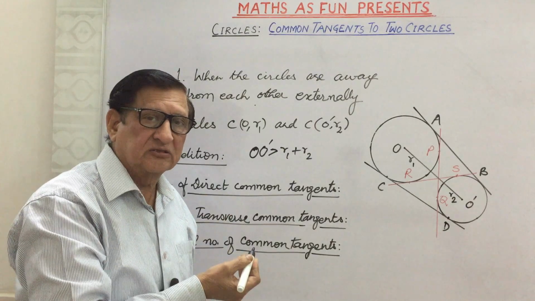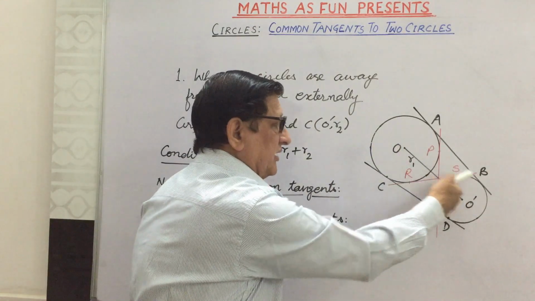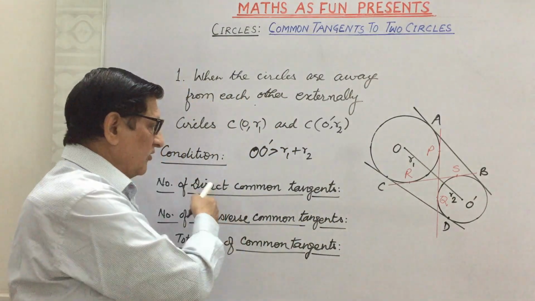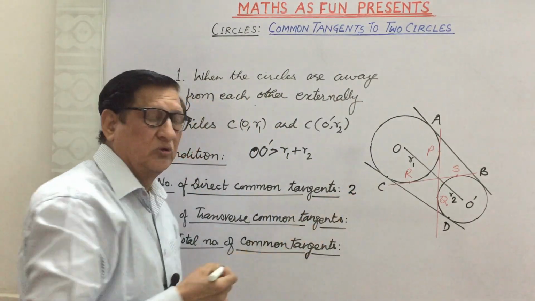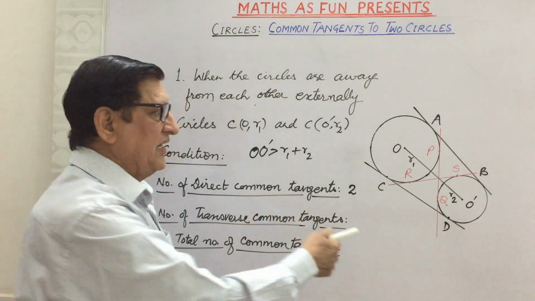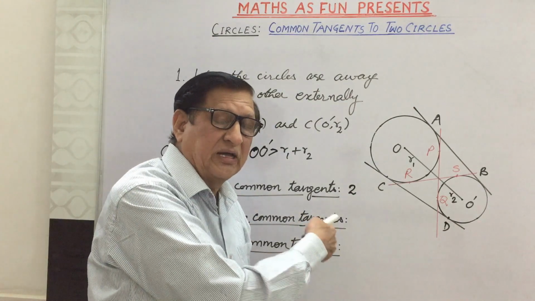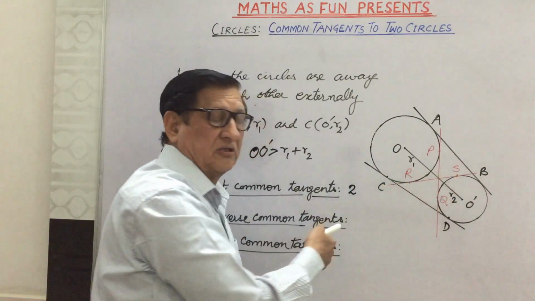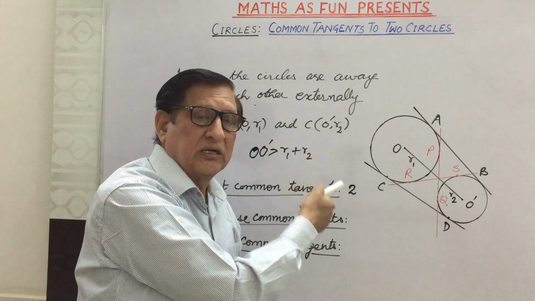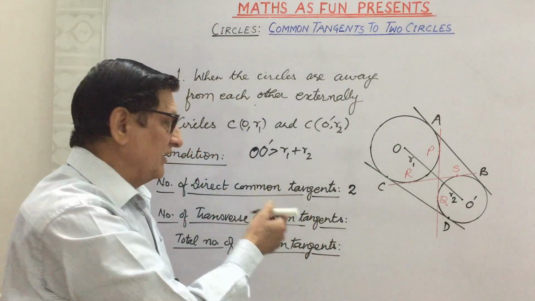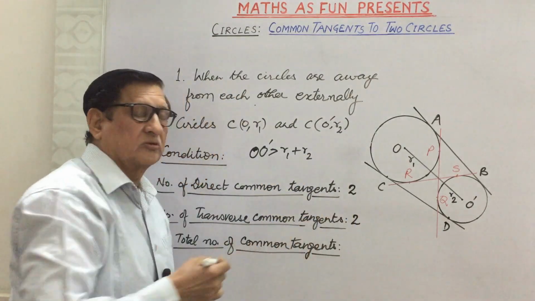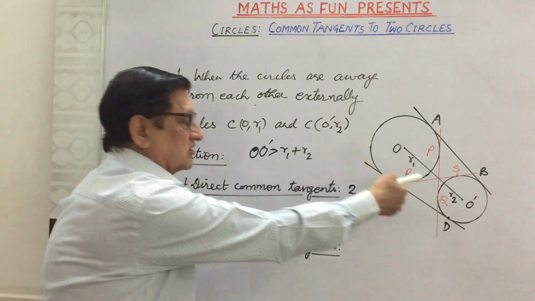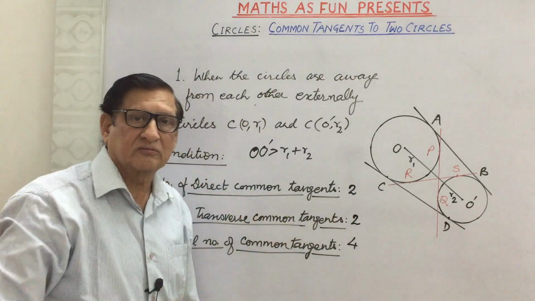How many common tangents? See, here we have AB and CD. These are 2 direct common tangents. So the number of direct common tangents is 2 in such a case. How many are the transverse or indirect common tangents? They are here PQ and RS. So 2 are the indirect or transverse common tangents. So the total number of common tangents in such a case will be 4.